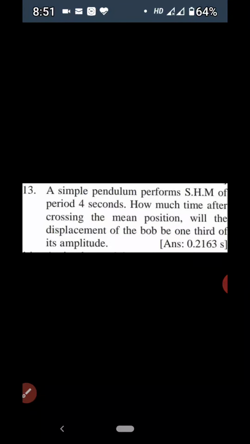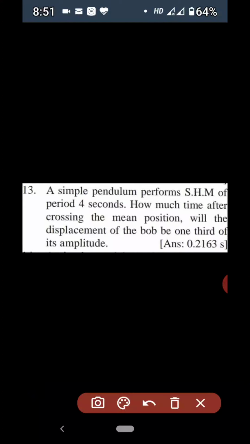Let us see today the new numericals on oscillations from 13 to 15, means 13, 14 and 15. So let us start with numerical number 13.